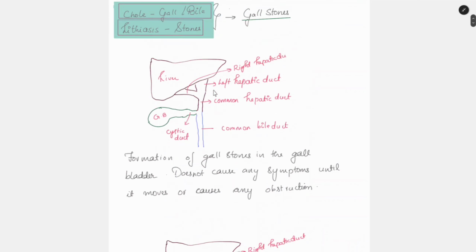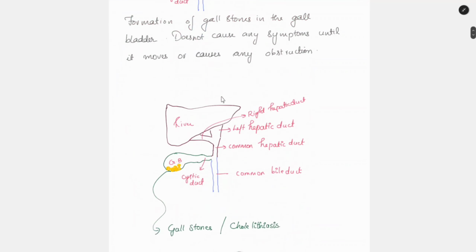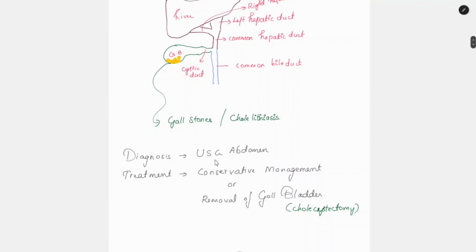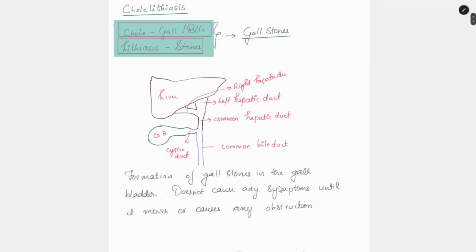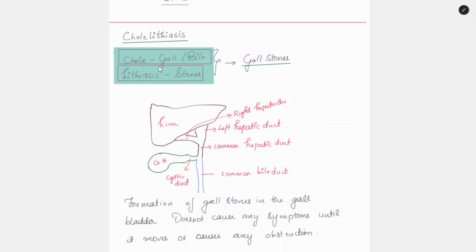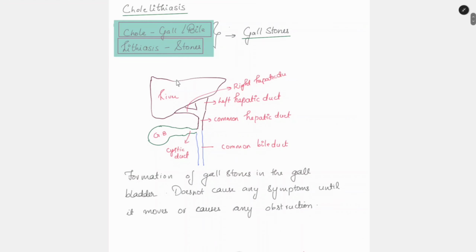So how do we diagnose cholelithiasis? We diagnose cholelithiasis with the help of ultrasonography, and the treatment will be either conservative management or the removal of the gallbladder, which is called cholecystectomy. Removal of the gallbladder is called cholecystectomy. So let's revise this again. Chole means gall or bile. Lithiasis means stones. So cholelithiasis means gallstones.